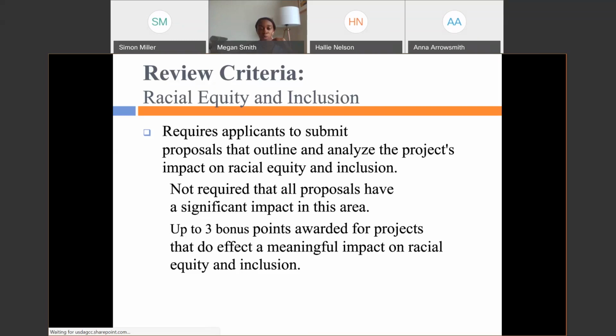While all proposals are required to outline and analyze how the project will impact racial equity and inclusion, it is not required that the proposal have a significant impact in this area. Proposals that do demonstrate the ability to affect a meaningful impact on racial equity and inclusion will be awarded up to 3 bonus points.